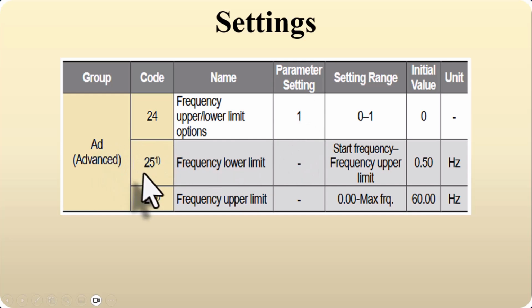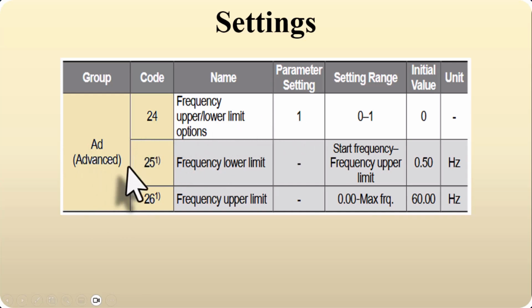In parameter AD25, we specify our lower frequency limit. In AD26, we also specify the frequency for the upper limit. By doing this, we set an upper frequency limit and a lower frequency limit for our inverter, in addition to the maximum frequency.